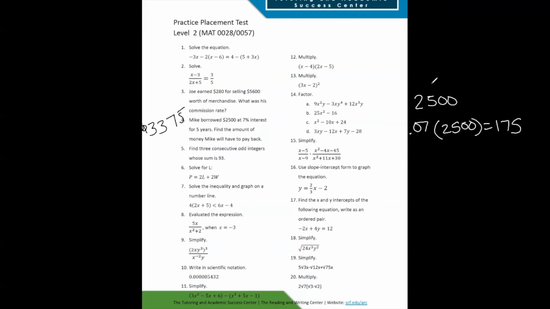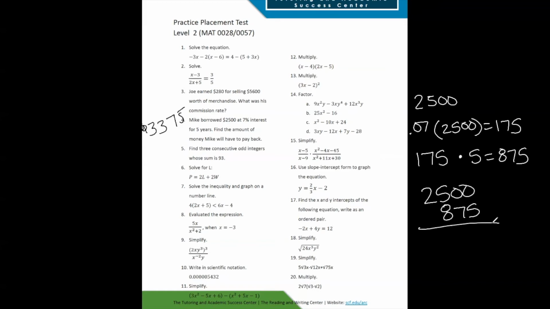When you type that into your calculator, you'll get 0.07 times 2,500 is $175. So not only is he paying back the $2,500, but he's also going to pay back $175. And because he's doing this for 5 years, it's not just $175, it's 175 times 5, which is 875. So the original amount of $2,500, the interest amount of $875, and when we add that together, we get $3,375.